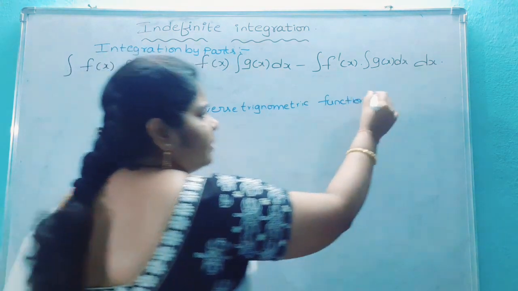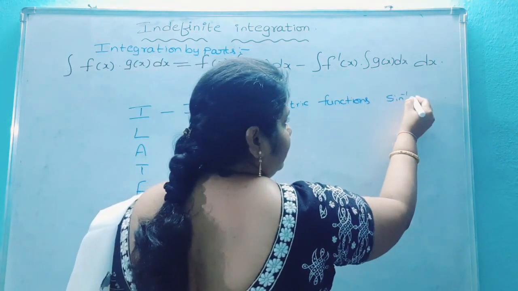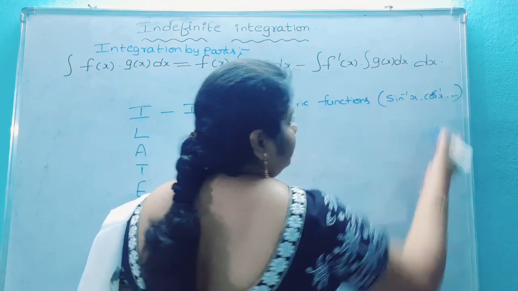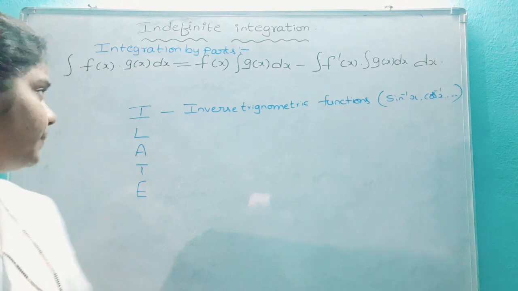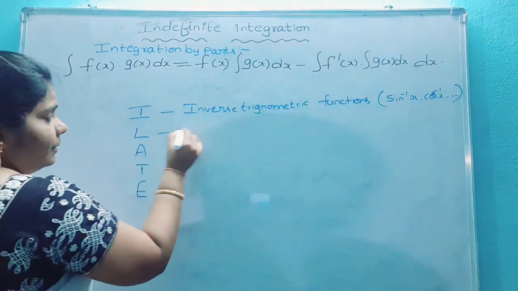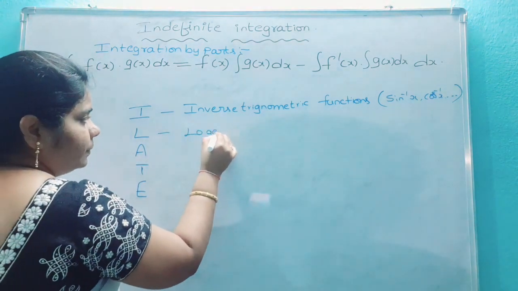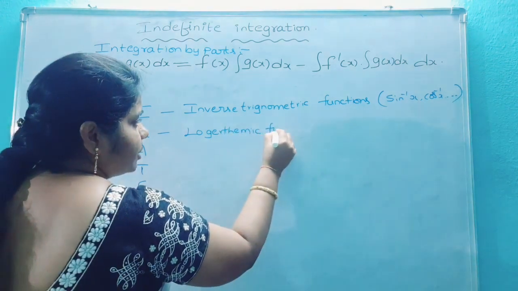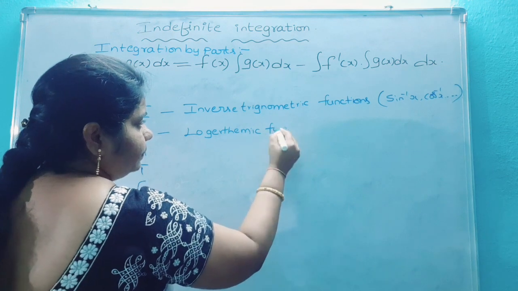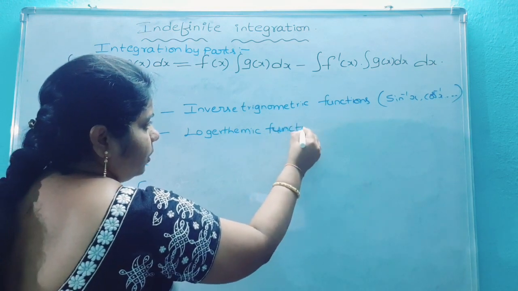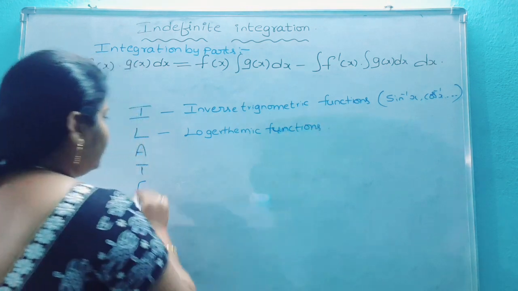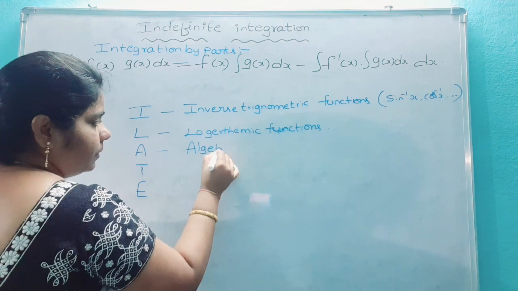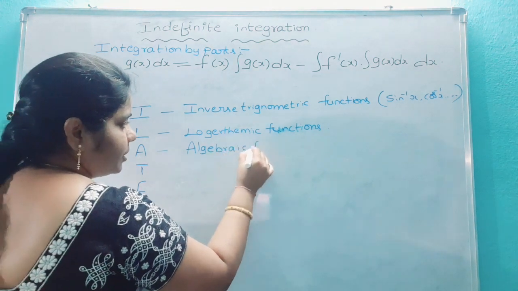Examples: sin inverse x, cos inverse x, something like this. Sin inverse x, cos inverse x, like this. Next, L means logarithmic functions. Logarithmic functions. Okay. Next, A means algebraic functions. Algebraic functions.